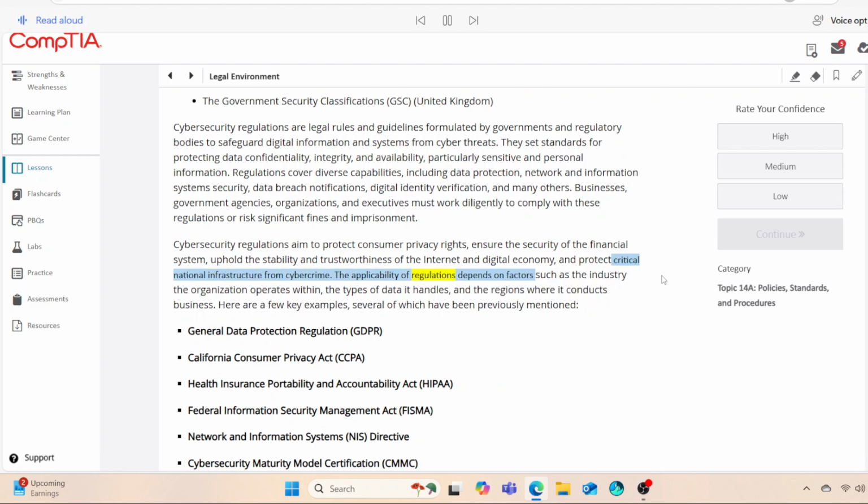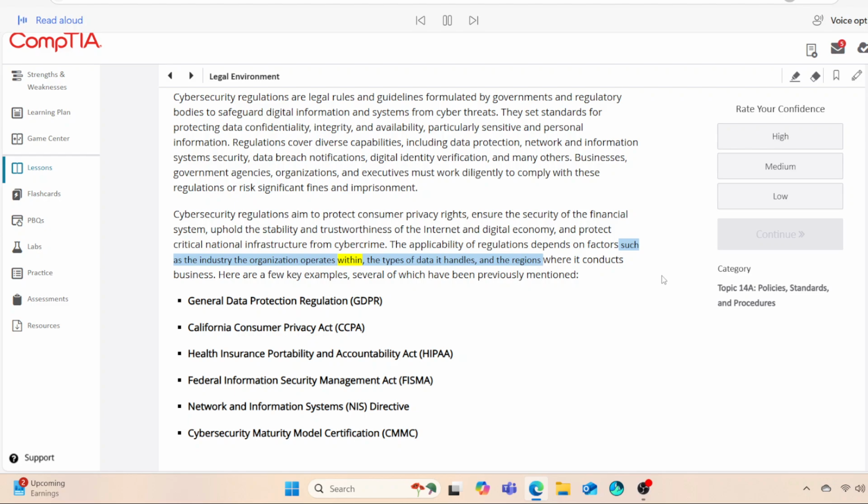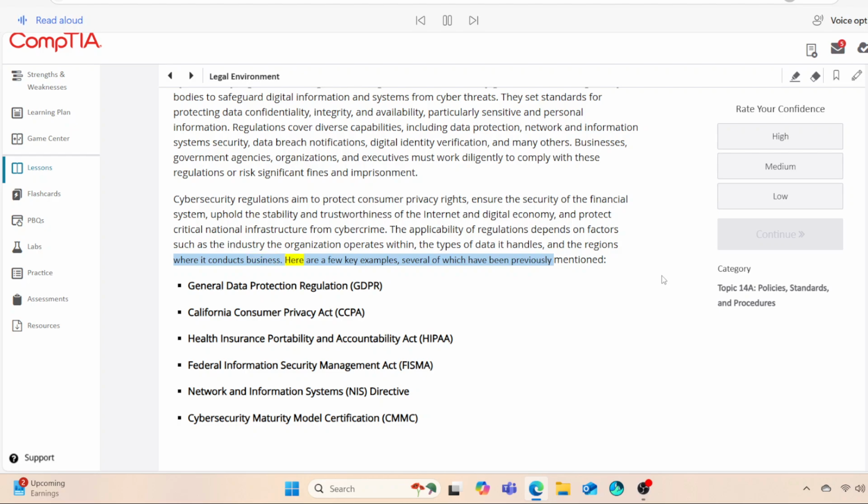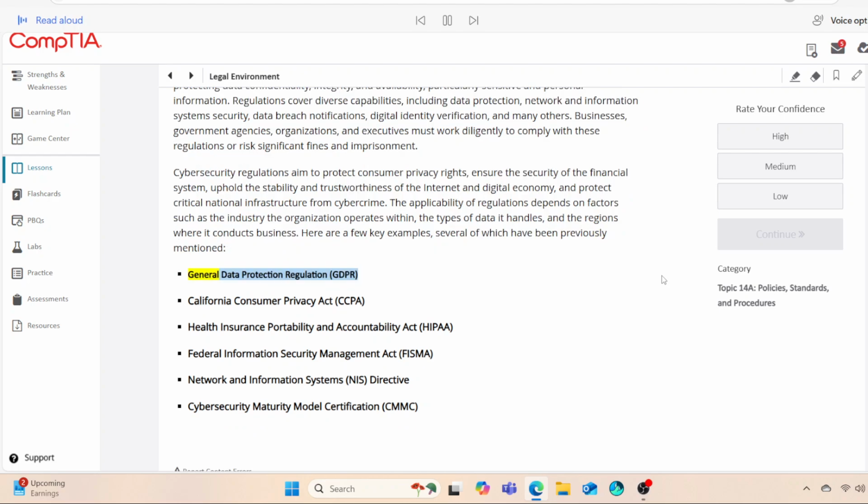The applicability of regulations depends on factors such as the industry the organization operates within, the types of data it handles, and the regions where it conducts business. Here are a few key examples, several of which have been previously mentioned. General Data Protection Regulation, GDPR.